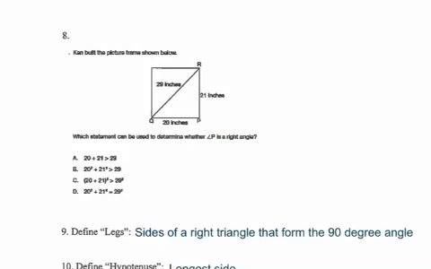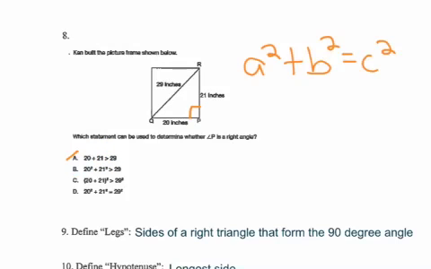Okay, moving along, it said, Ken built the picture frame shown below. Which statement can be used to determine whether angle P is a right angle? So here's angle P, and they want to know if that's a right 90-degree angle. Well, remember, for it to be a right triangle or right angle, the Pythagorean theorem should work, which states a squared plus b squared equals c squared. If we look at our multiple choice options, A cannot work because they don't even have the squared symbol in there at all, and it doesn't say equals.